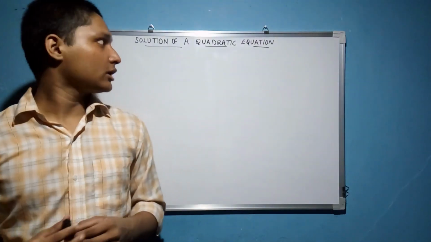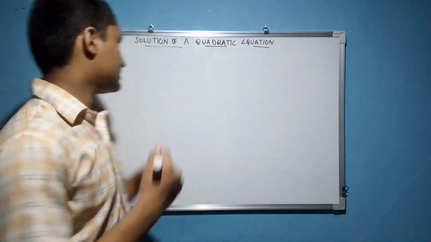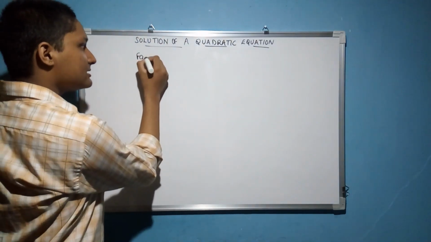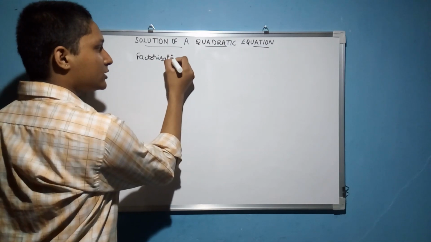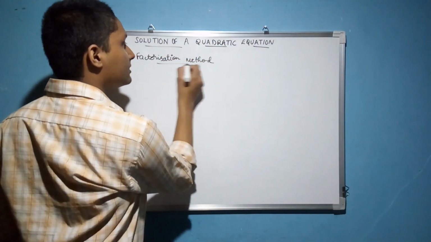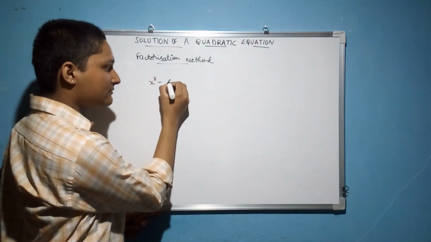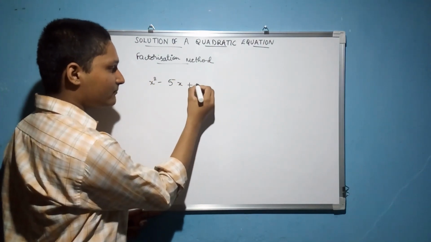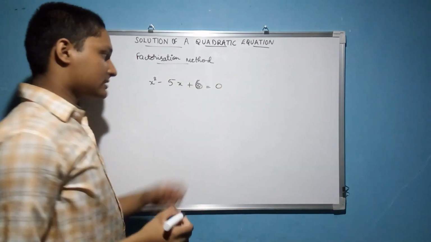The first method we are going to learn for finding the solution of a quadratic equation is the factorization method. So what is a factorization method? You have already learned this while using quadratic polynomials. So I'll just move on with how I need to find it out. Maybe I'll take x square minus 5x plus 6 is equal to 0. I'll take this, it is a better one.